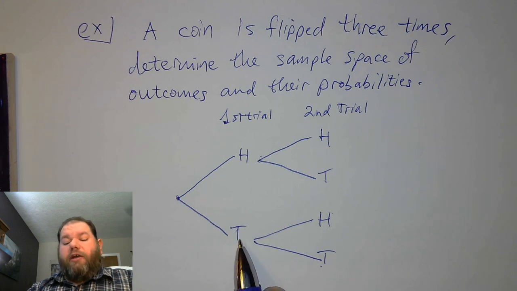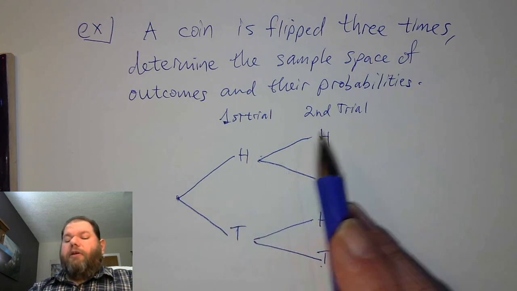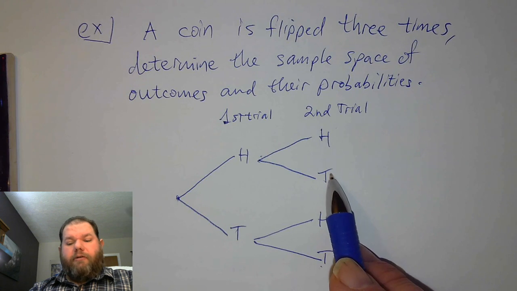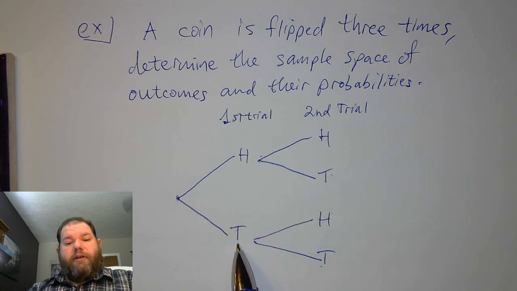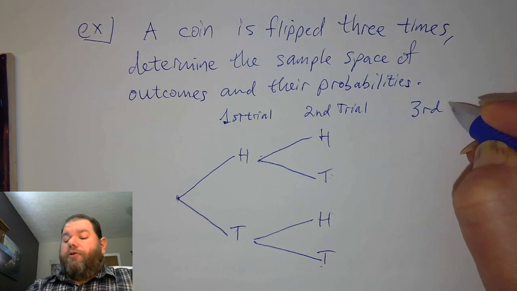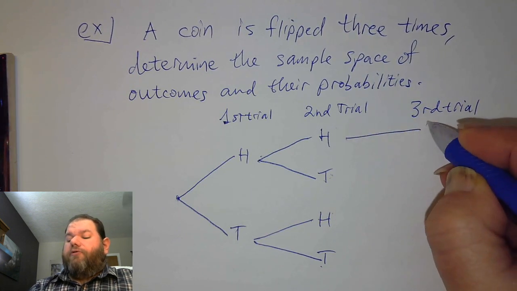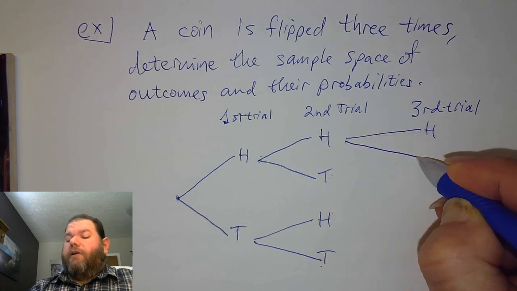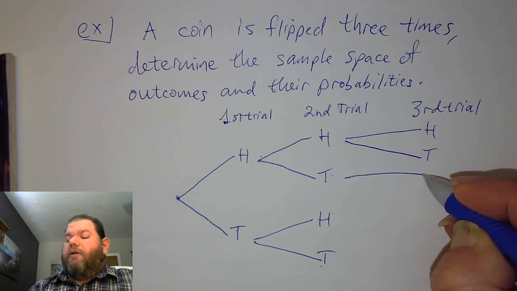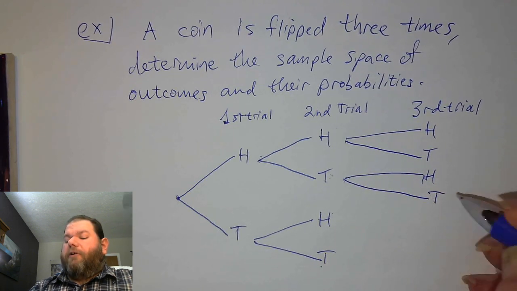So each time we repeat a trial, we branch off from the previous result. If it landed on heads, then it has a chance of being heads or tails from there. If the first one landed on tails, then it still has a chance of being heads or tails from there. And the same is true for our third trial when we flip the coin again. I'm going to get in trouble with the amount of space I'm using here, so this will be a little bit squashed together.